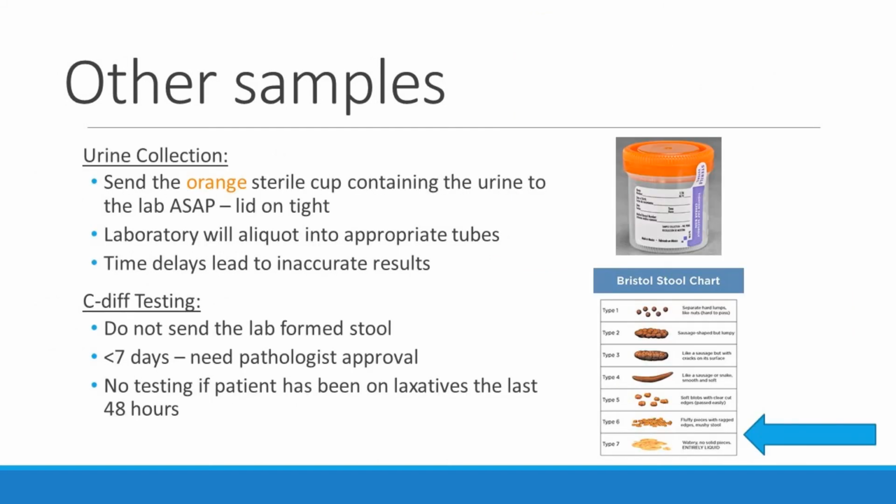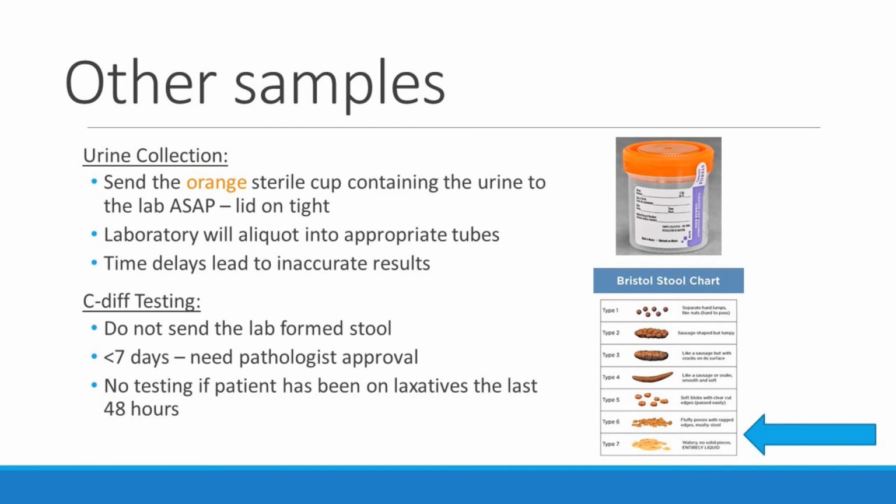Urine collection, send down the orange sterile cup. Make sure that lid's on tight. Usually I will turn it a couple times to make sure that it's tight and it's not misaligned. We have had to shut down the tube station when one leaked out of the container and the bag, and they cleaned it, and everybody had to walk their samples down.